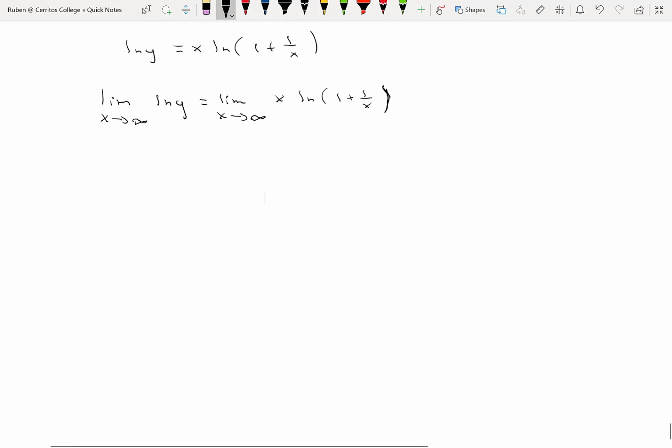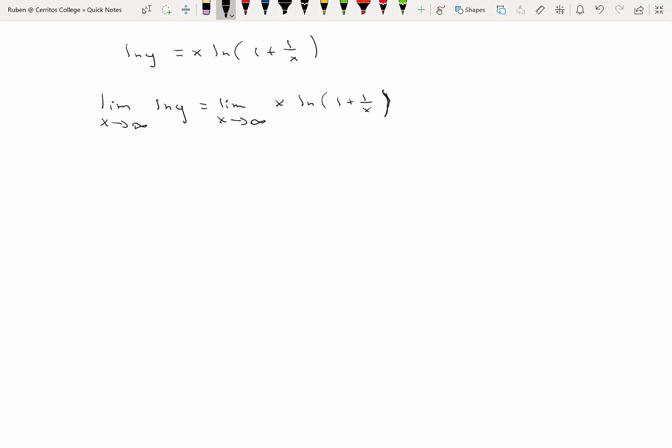Let's take the limit of the natural log of y. Let's see what kind of form we have. As x goes to infinity, that little guy x is approaching infinity. Now let's take a look at the log of 1 plus 1 over x. 1 over x is approaching 0. So the log of 1 plus 1 over x is approaching the log of 1, and the log of 1 is 0. So this whole other piece is approaching 0. This is indeterminate, but it's not one of the two that we need.